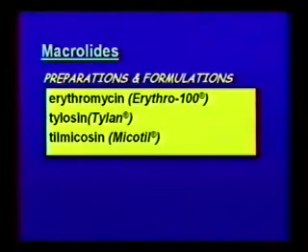The three that I've listed here as examples of the macrolides, erythromycin, tylosin, and tilmicosin, are all very effective agents. Tilmicosin is maybe unique within this class in that it is particularly effective at achieving high levels in the respiratory tract, in lung tissue, and thereby making it effective for treating upper and lower respiratory tract infections.